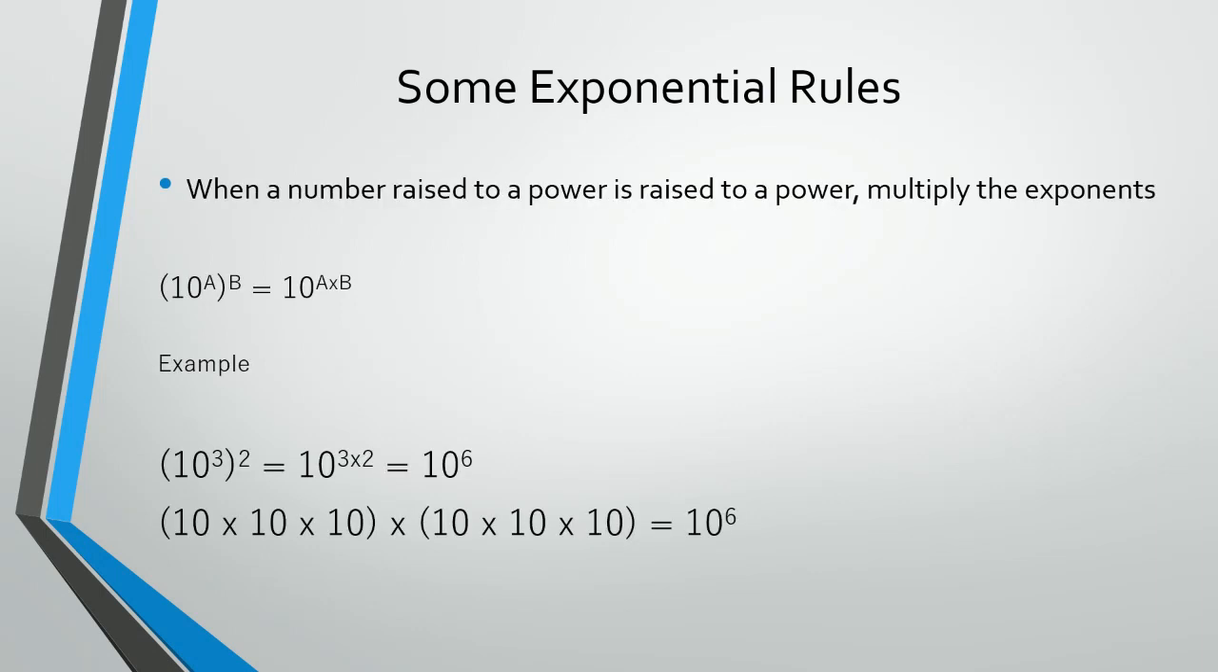All right, in this case here we have a number raised to a power raised to a power. So 10 to the a, raised to the b. In that case, all you do is multiply them. So a times b. And the example I gave here is 10 to the 3 raised to the second power. That's 10 to the 6. And basically, if you're squaring something, you're multiplying it by itself. So you're basically just doubling the exponent here, 10 to the 6.